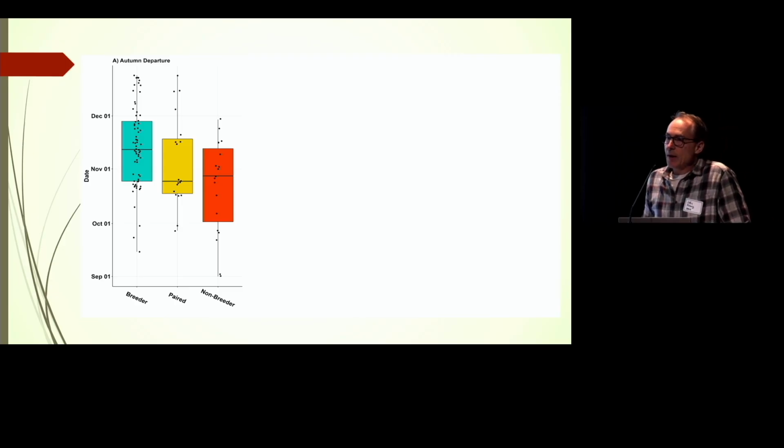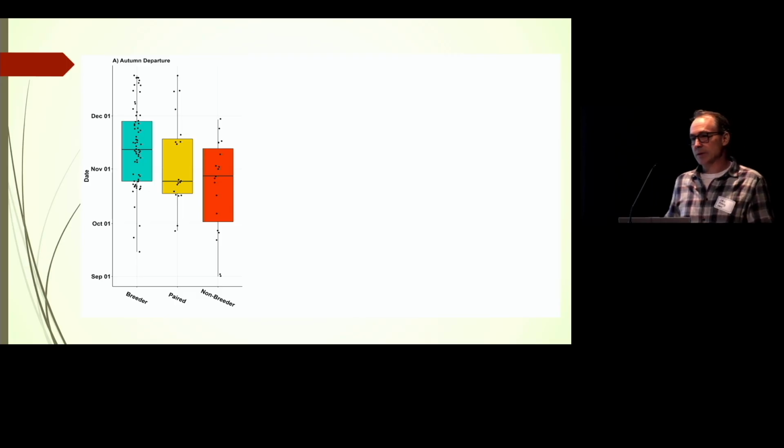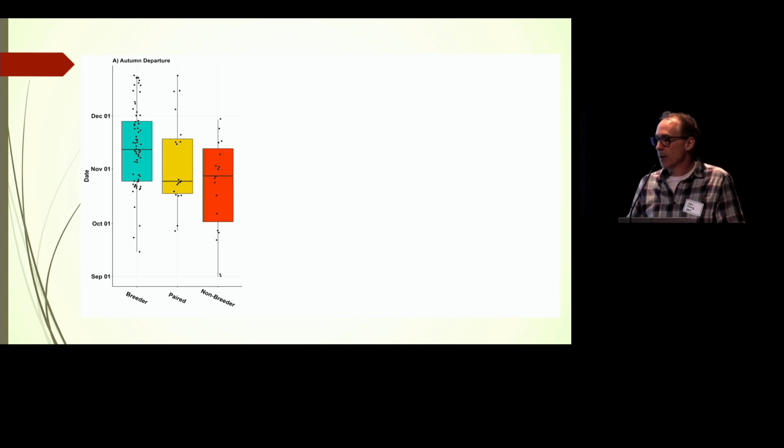In terms of the effect of breeding status, this also made quite a bit of sense. Individuals that were classified as breeders left later, so essentially here the thought is that they're probably trying to continue to access food for the cygnets so that they could actually have the energy reserves to migrate.